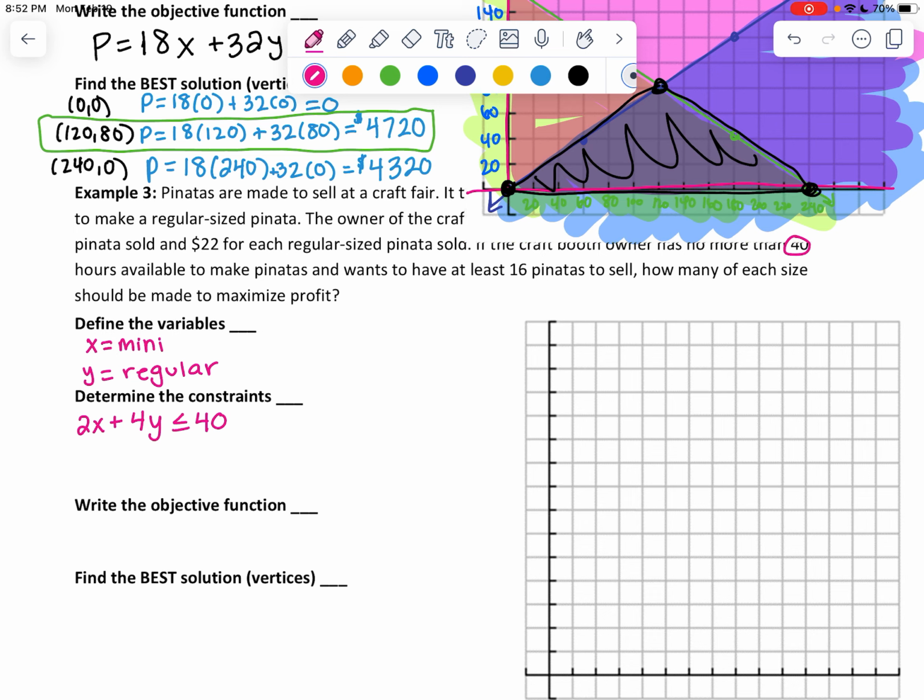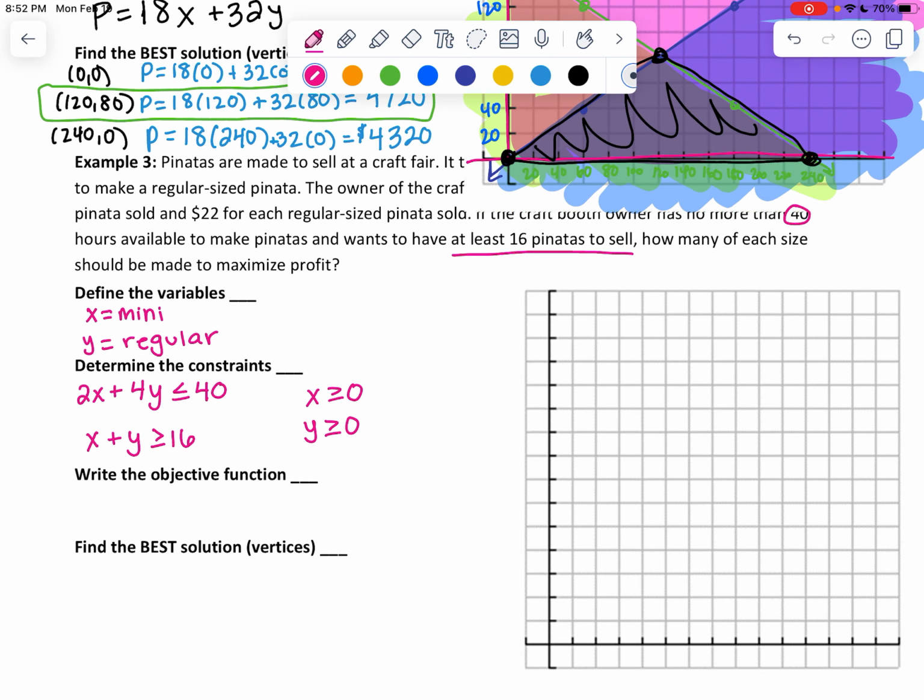And then the next constraint, we know he wants to have at least 16 piñatas total. So that's X, the mini, and Y together. So X plus Y needs to be at least 16. This is going to be greater than or equal to 16. Those are the only two constraints from the problem, but remember we also have those reasonable constraints that we cannot make a negative number of piñatas. So that's going to restrict us to that first quadrant here.